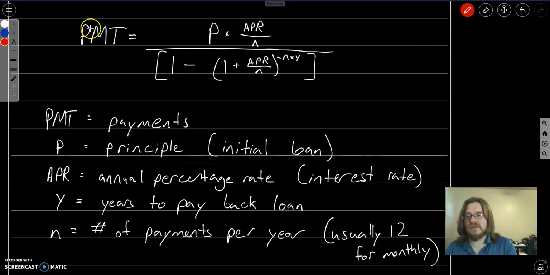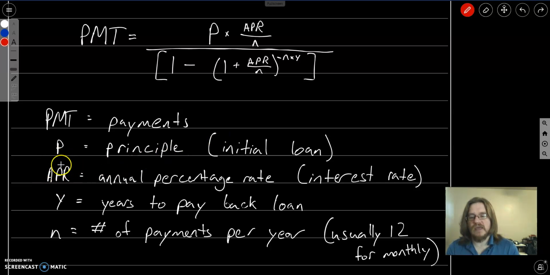So PMT is our payment, essentially our monthly payments. So this is what this formula is going to give us. So what we need to know is P, which is our principal. And by principal, I mean our initial loan. So if we were doing a savings account, our principal would be how much we initially put in our savings account. If we're talking about a loan, our principal is going to be how much we take out, how much our loan is for initially.